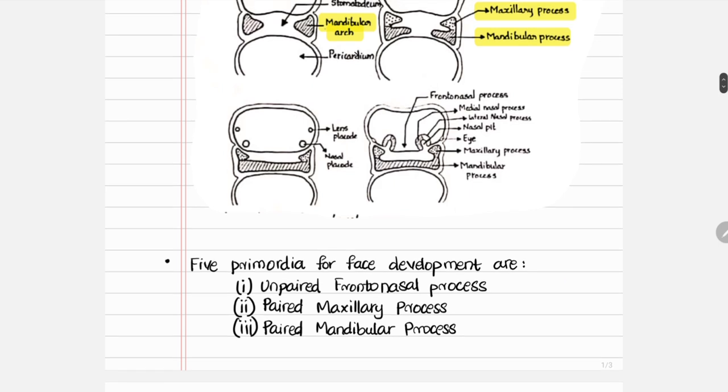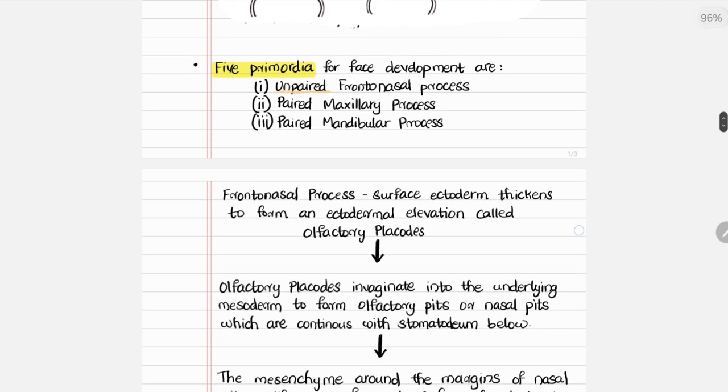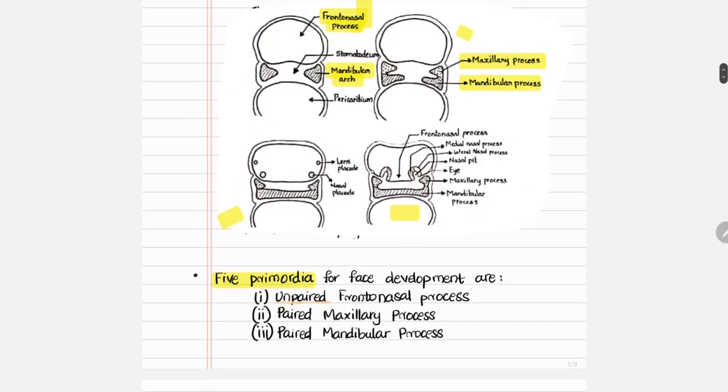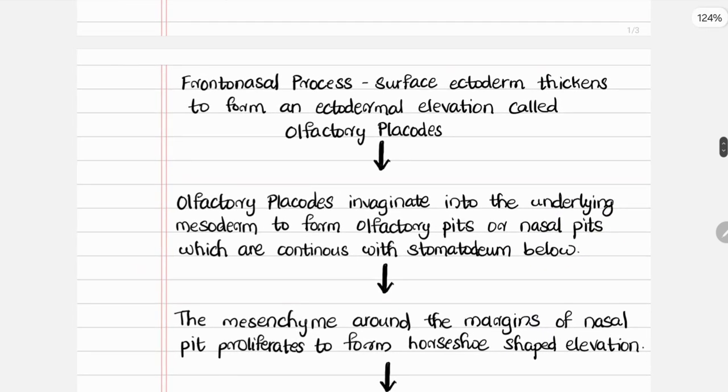Then we have to write about the 5 primordia for development of face. Two are paired and one is unpaired: the unpaired frontonasal process, and the paired maxillary process and mandibular process. Then we have to draw these 2 diagrams also, which show the development. Then we come to the flowchart. This flowchart plays a main role in writing the answer.